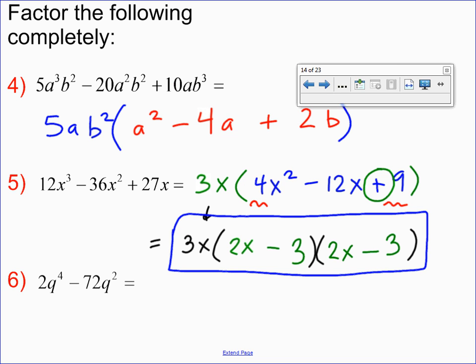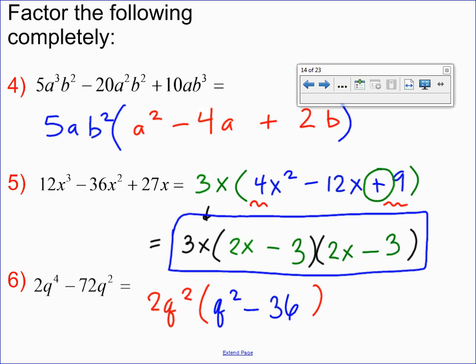And we could also do a quick check for my green binomials, 4x squared minus 6x plus 9. The two negative 6x's combine to negative 12x. That works. Awesome. Number 6, stop. Think. GCF. Is there a greatest common factor hiding inside? Yeah, there is. 2q squared. Remaining would be q squared minus 36.